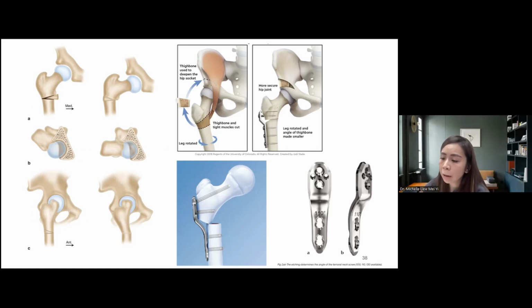So the picture on the left shows how a piece of wedge shaped bone is cut from the proximal femur to create a varus proximal femur, so the femoral head can seat deeply within the acetabulum. But nowadays, we use a pediatric hip plate, such as the image with 110 degrees medialization angle to create this varus deformity of the proximal femur.